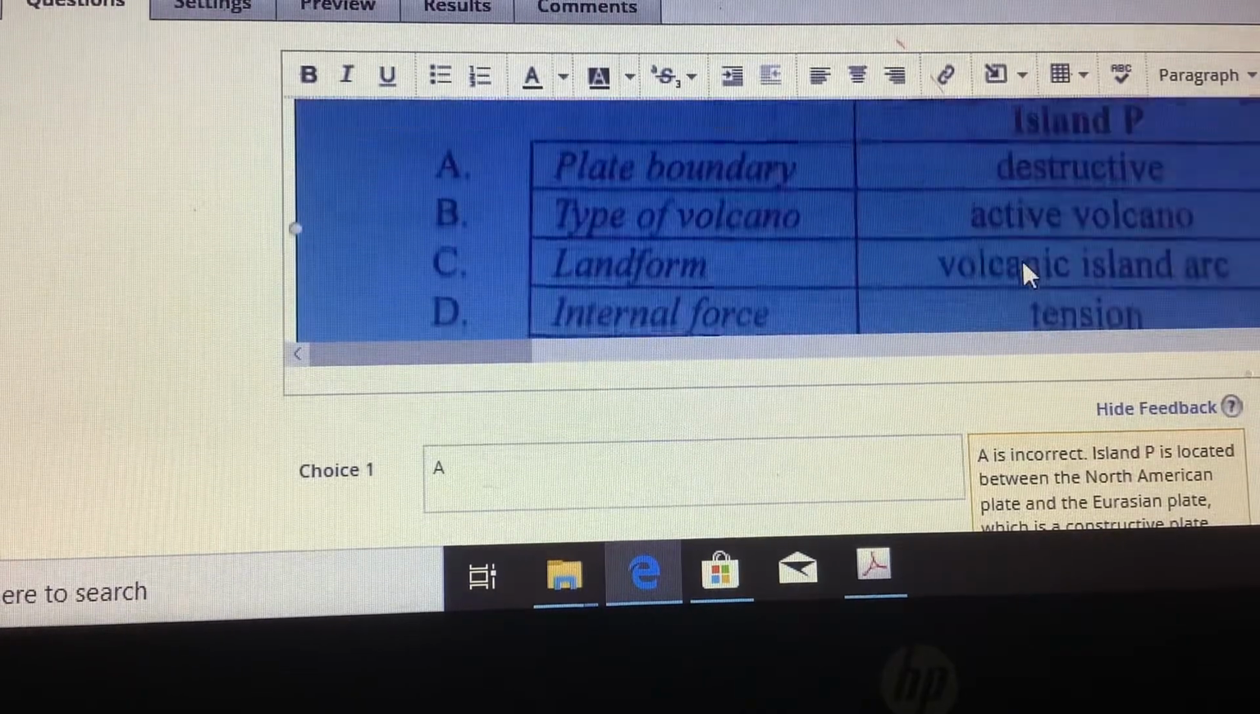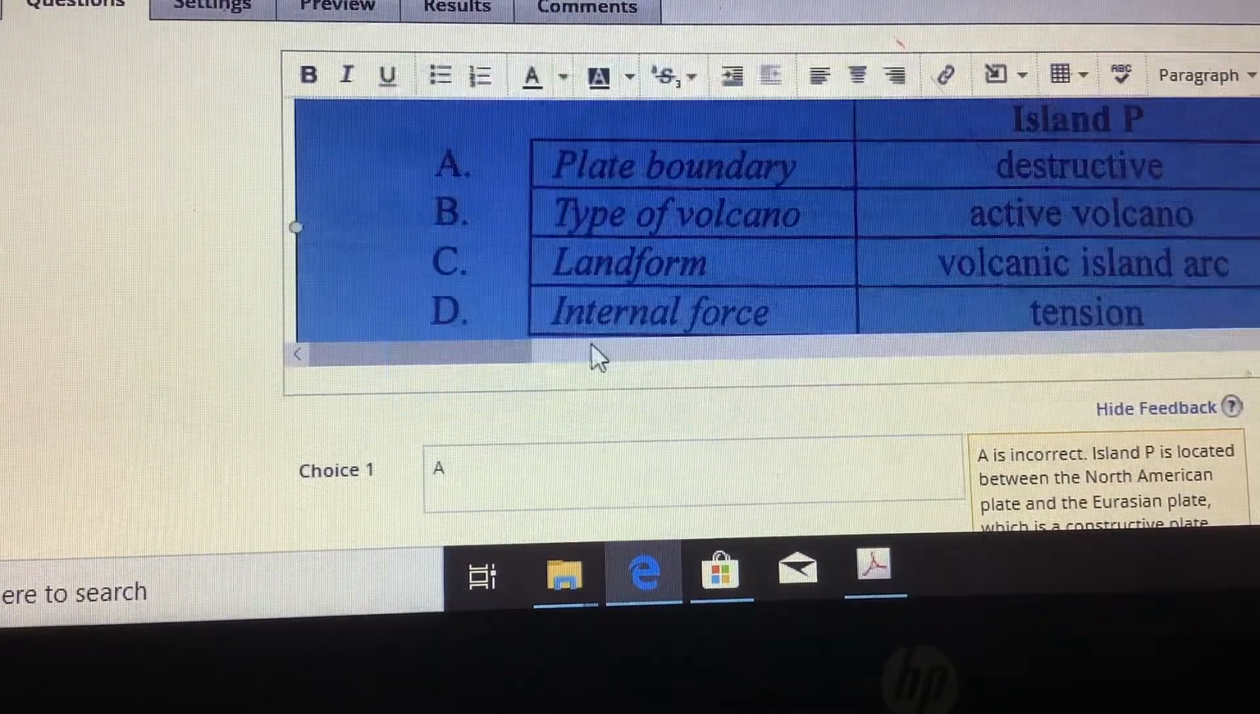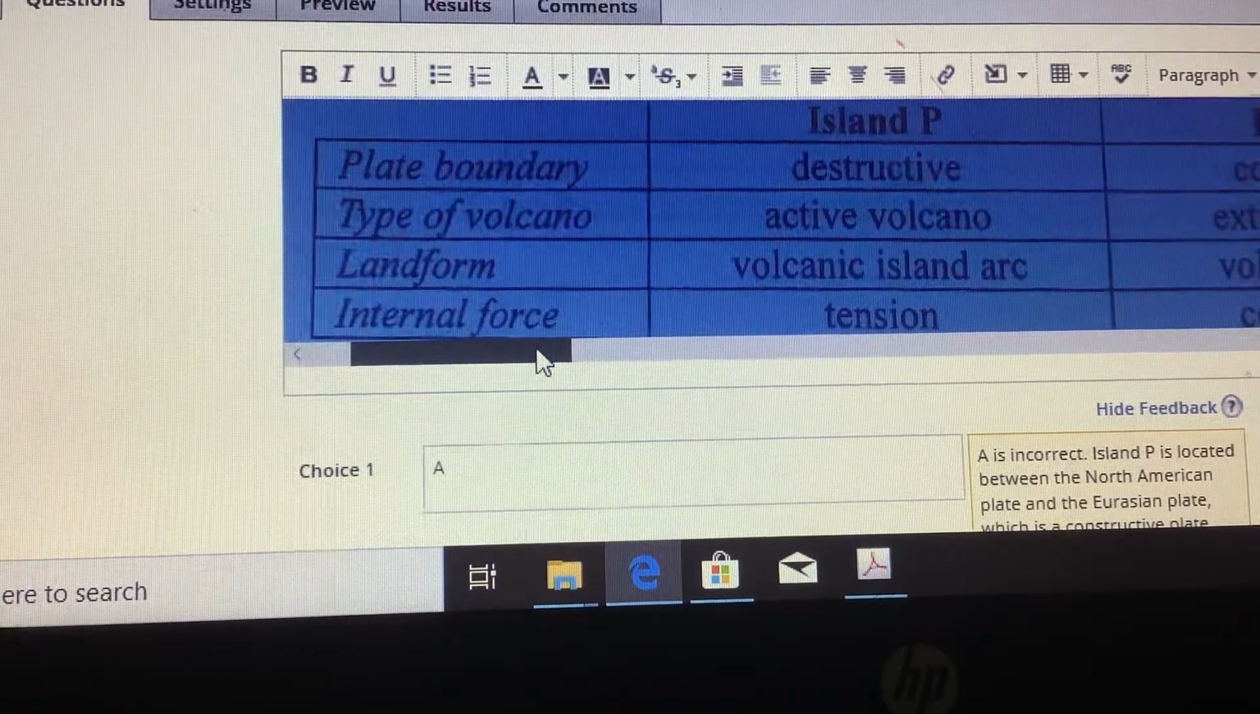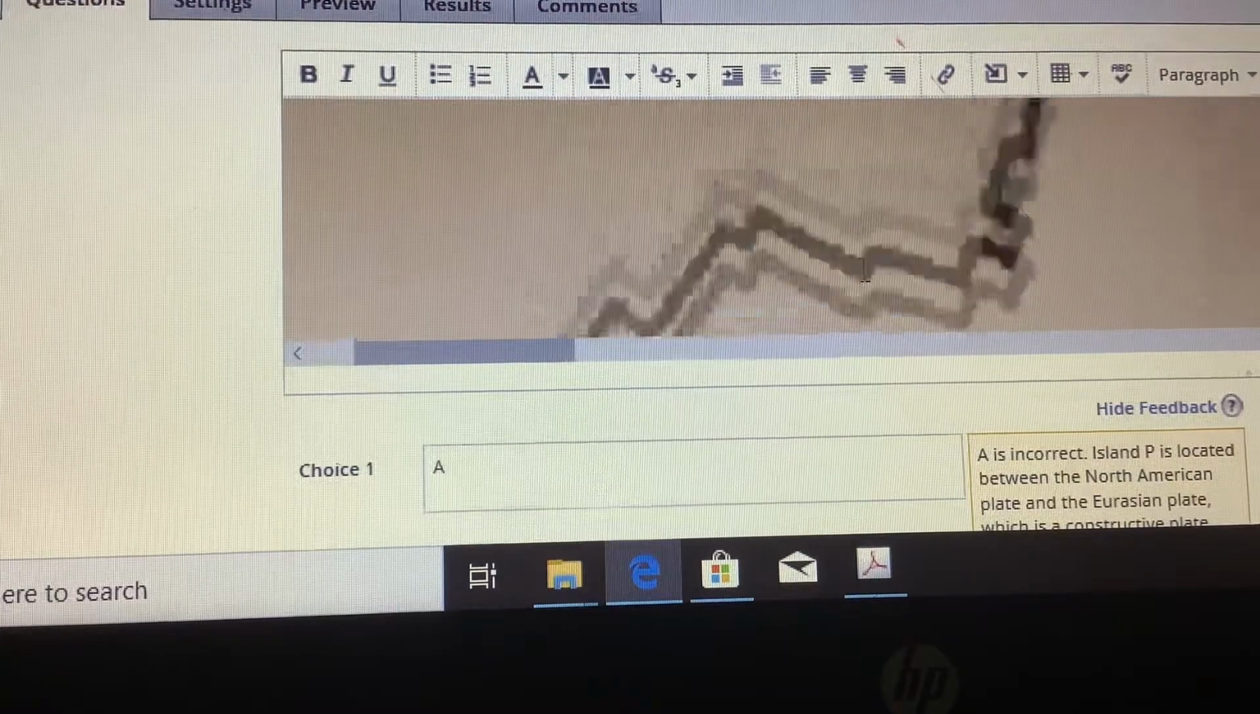Okay. As you can see before, the place island P, which is island P. What is island P?